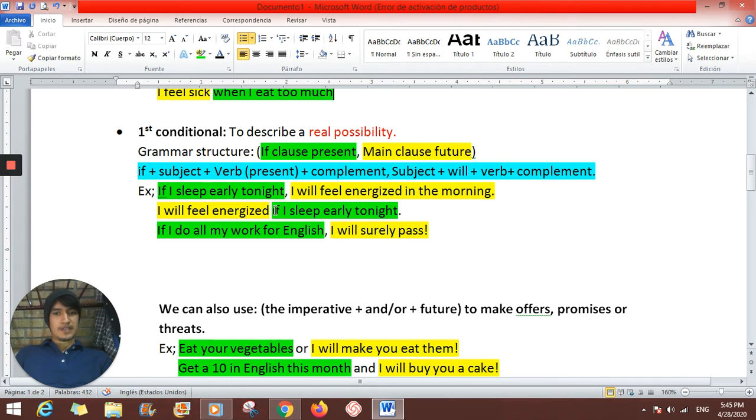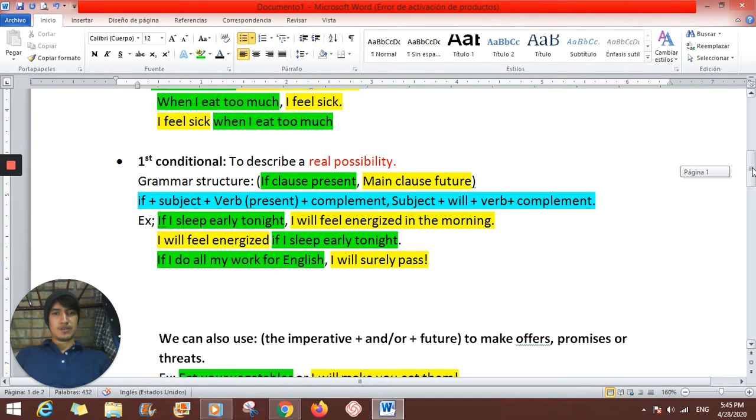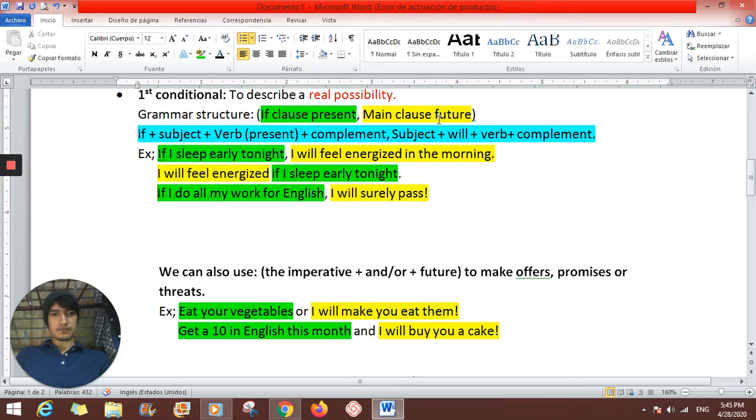I will feel energized if I sleep early tonight. You can switch it. Main clause first, then the if clause later. The last example, if I do all my work for English, I will surely pass. I know you will. I know you will. You can do it. If clause goes first, if clause in the present, do. Main clause, or your result clause, with will, and then whatever verb you need. You can pause it if you need to write down your grammar structure, your formula.